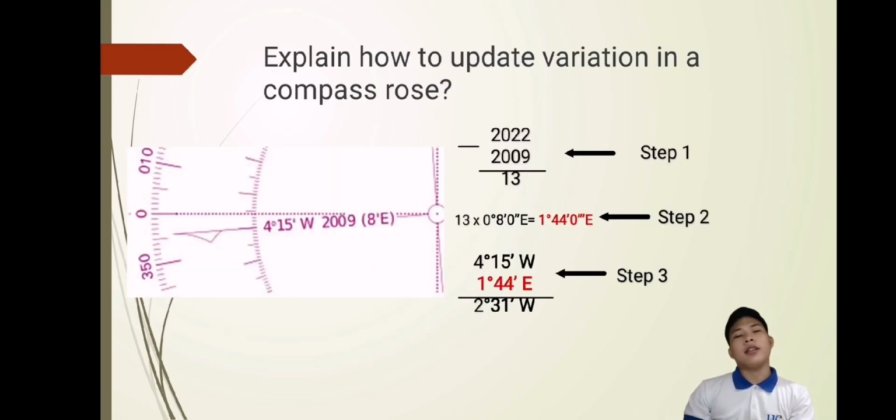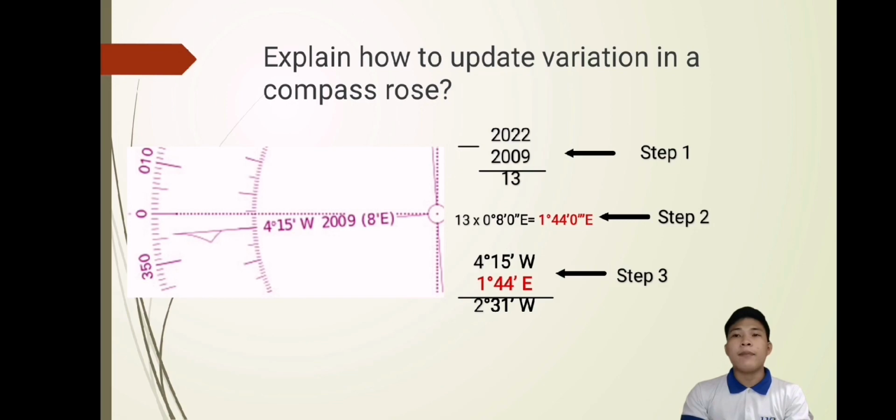And for the last question, we have to explain how to update the variation in the compass rose. Here we have the illustration having the variation of the given year, which is 4 degrees 15 minutes west, the year 2009, and having the annual change in variation, which is 8 minutes east. The first step is we have to subtract the year stated from the current year, which is 2022 minus 2009 equals 13.